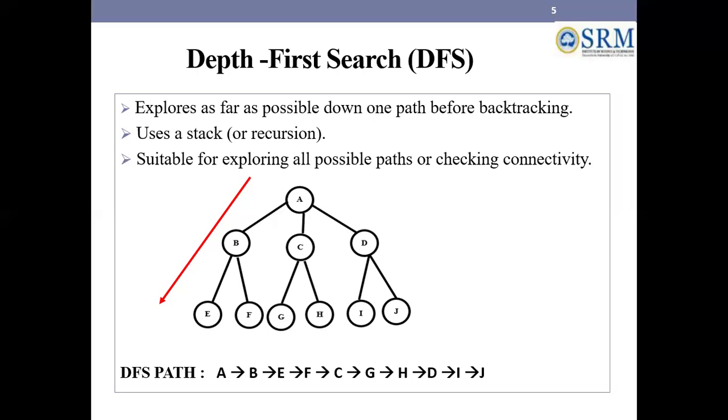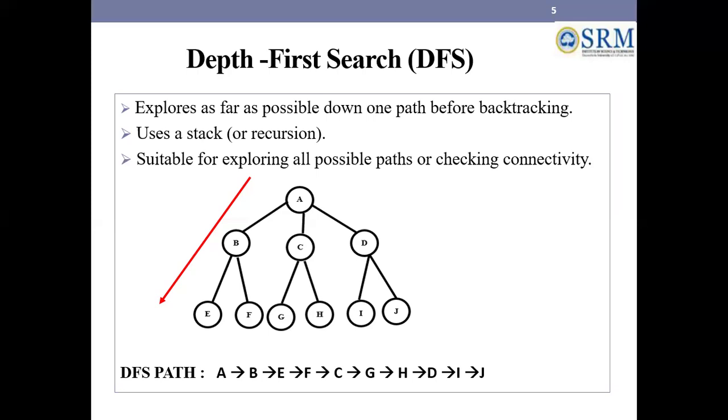There is no path, so move back to the previous node B. Find another node F. F is the next visited node. Add it in the DFS path. Then from F, there's no node to explore, so move back to B. From B also there is no node to explore, since E and F are already visited.